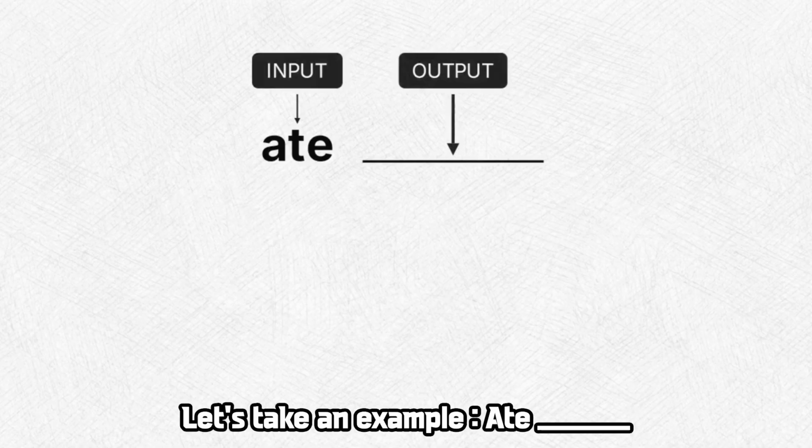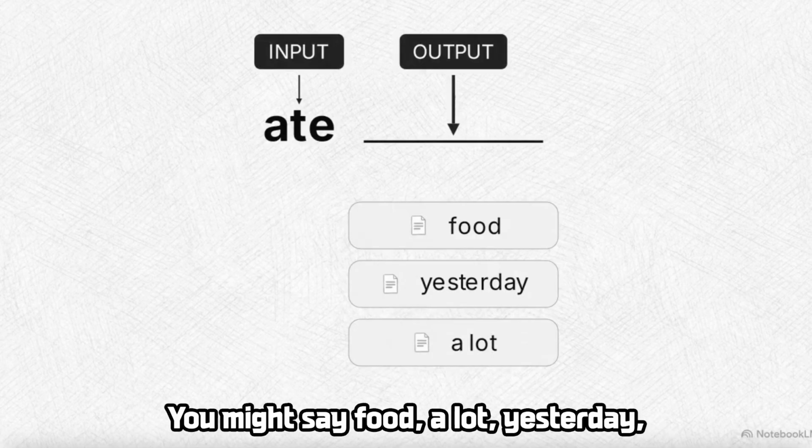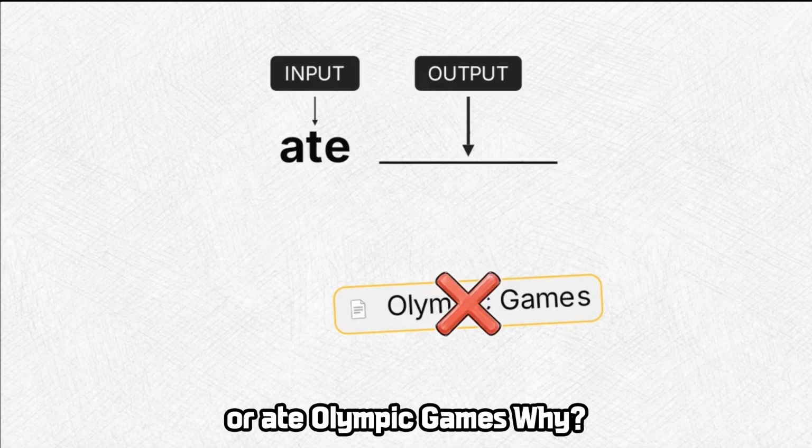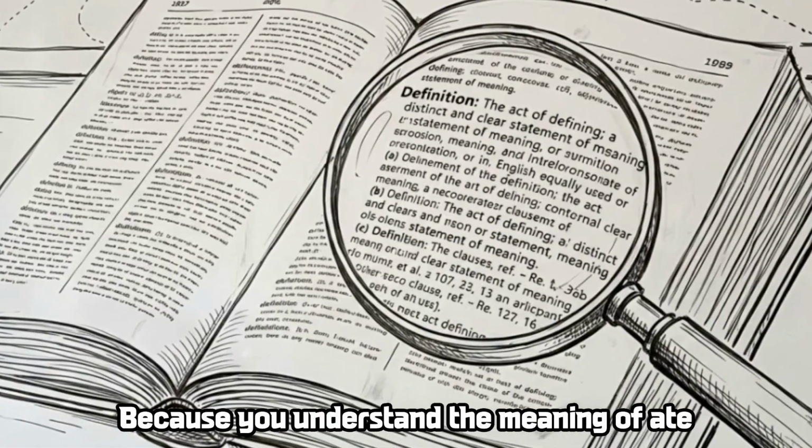Let's take an example. "Eight" blank. What comes next? You might say food, a lot, yesterday, but you would never say "eight hungry" or "eight Olympic Games." Why? Because you understand the meaning of "eight."